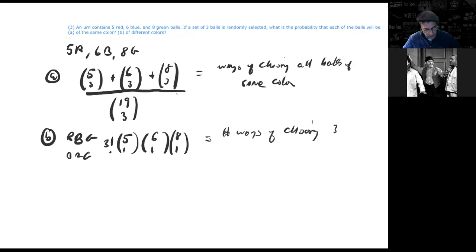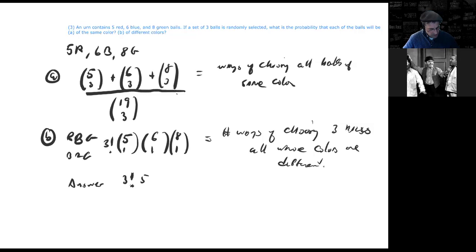So this is the number of ways of choosing 3 balls, all whose colors are different. And so the answer to this part B is 3 factorial times 5 times 6 times 8 over the number of ways of choosing 3 balls, which is 19 choose 3. So that would be the answer to part B of the problem.